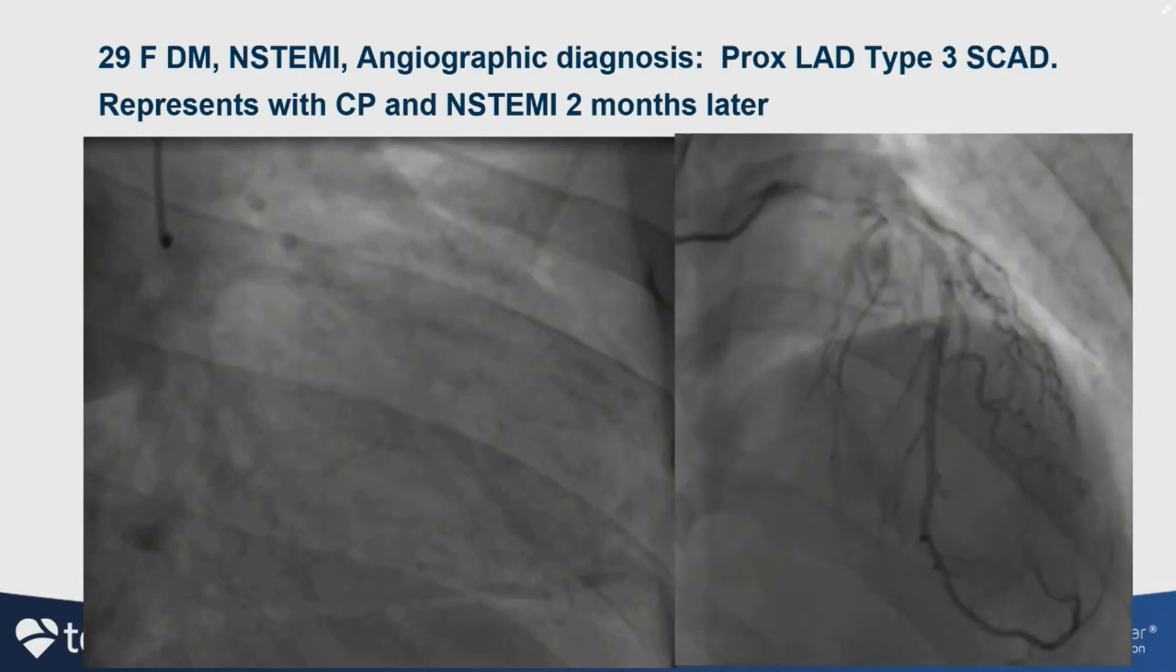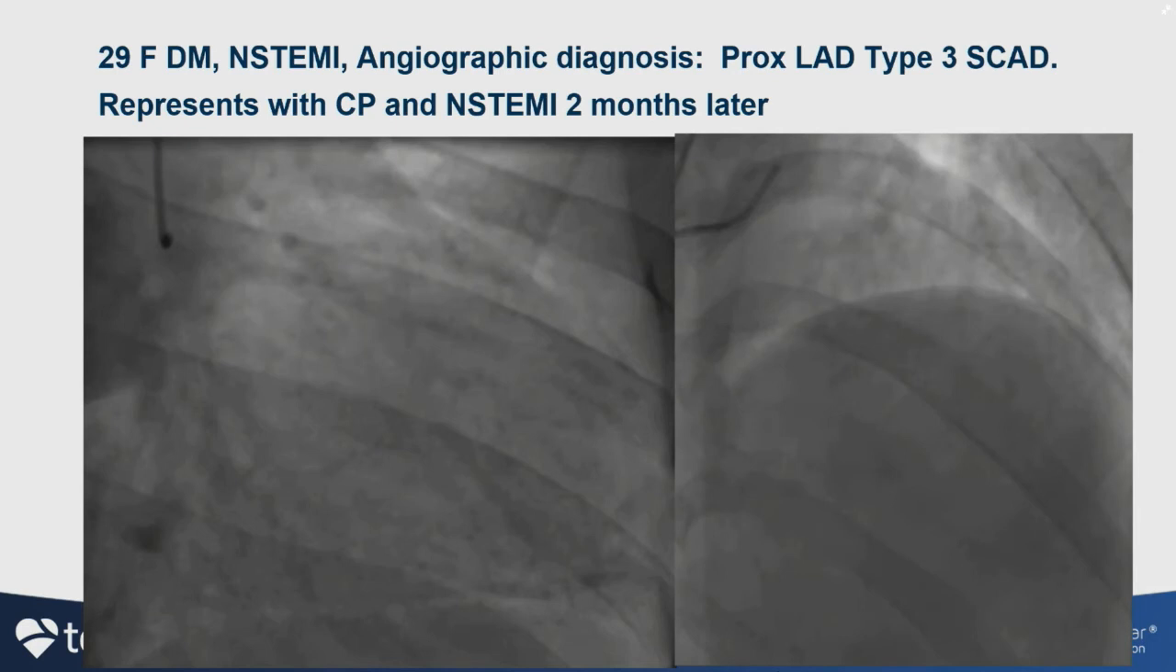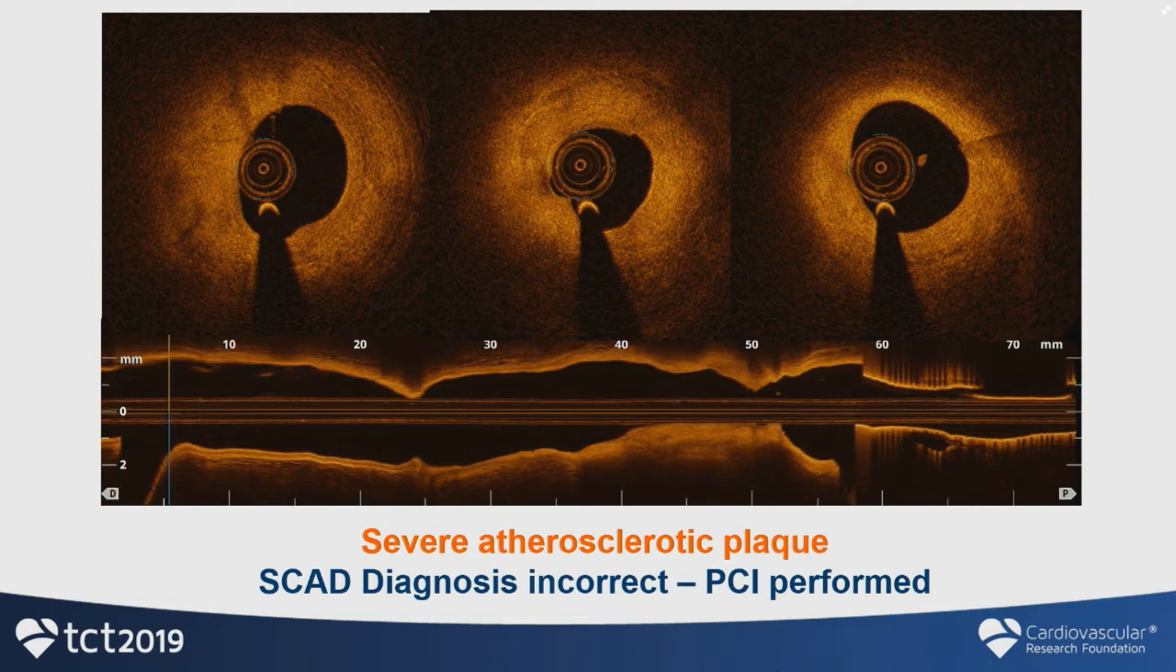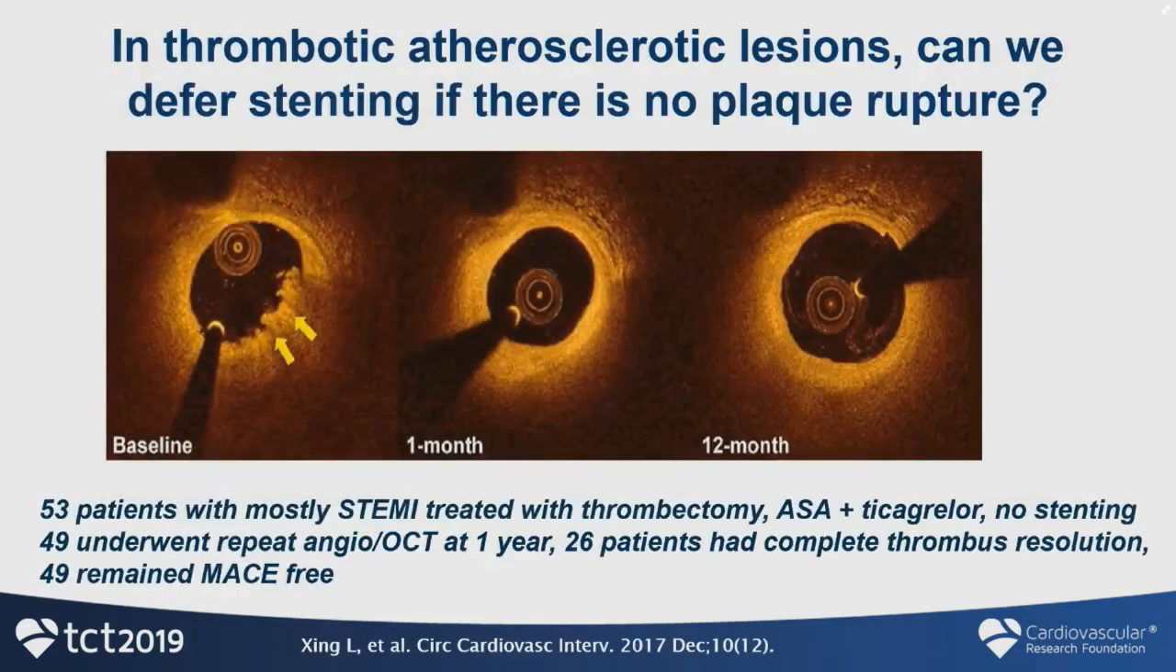The angiographic appearance is stable, which of course is atypical for SCAD, and you can see the severe proximal LAD stenosis. This time around, we performed intravascular imaging to assess the diagnosis. And it shows, in fact, that this patient had an extensive atherosclerotic lesion, a severe stenosis that certainly wasn't going to get better with conservative therapy, and she received a stent.